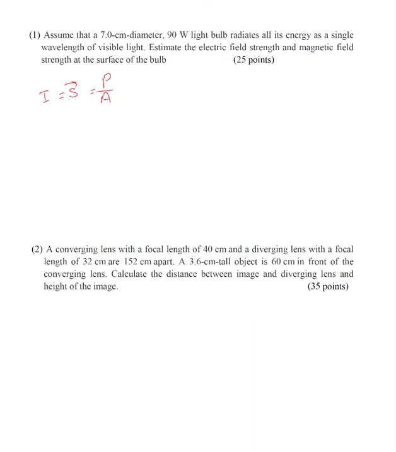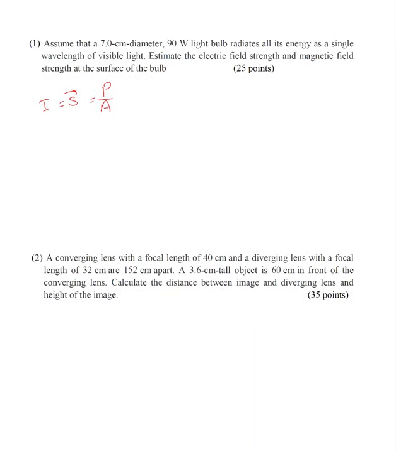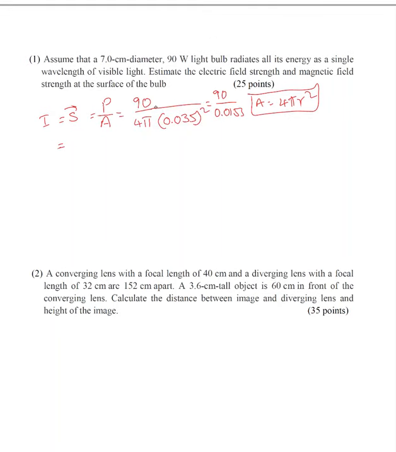Probably if you're following a textbook it uses I, but I recommend you go with S, since we're already using I for current. Okay, so a light bulb, most probably it's a round one. So I'm going to take the surface area of the light bulb as 4 pi r square. Let me write down those values. So P equal to 90, area equal to 4 pi r square.